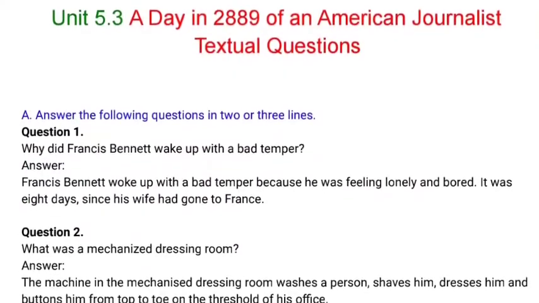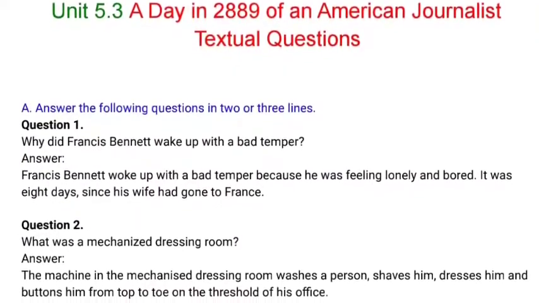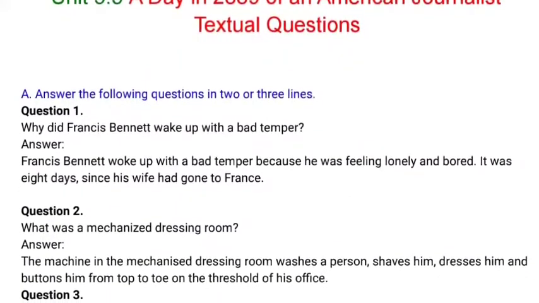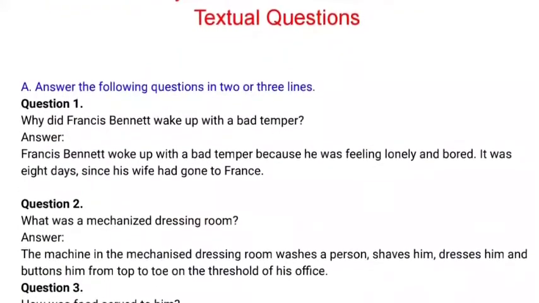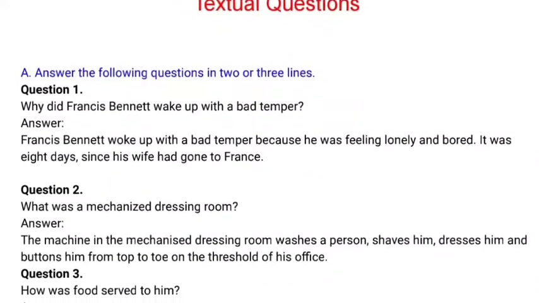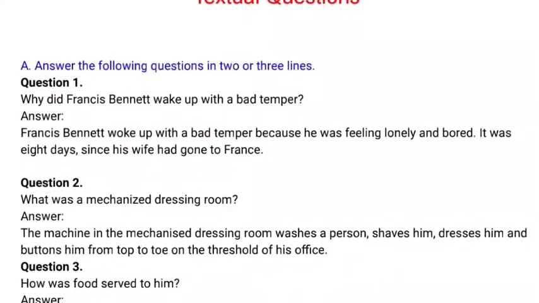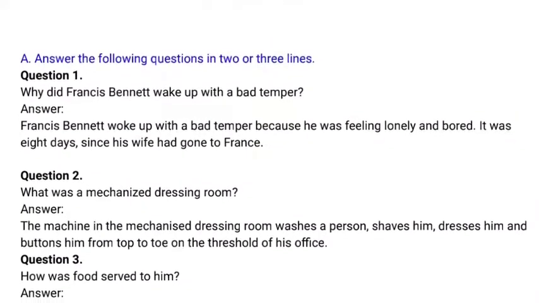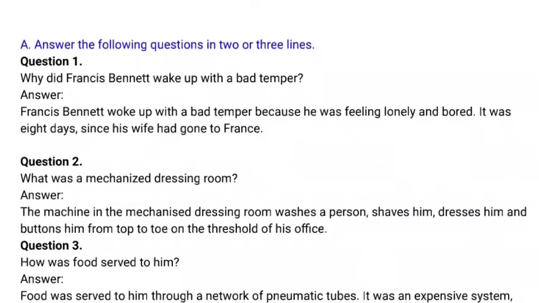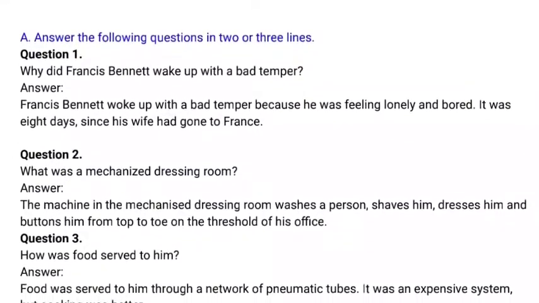Unit 5.3. A Day in 2889 of an American Journalist. Textual questions. A. Answer the following questions in two or three lines. Question 1. Why did Francis Bennett wake up with a bad temper? Answer. Francis Bennett woke up with a bad temper because he was feeling lonely and bored.